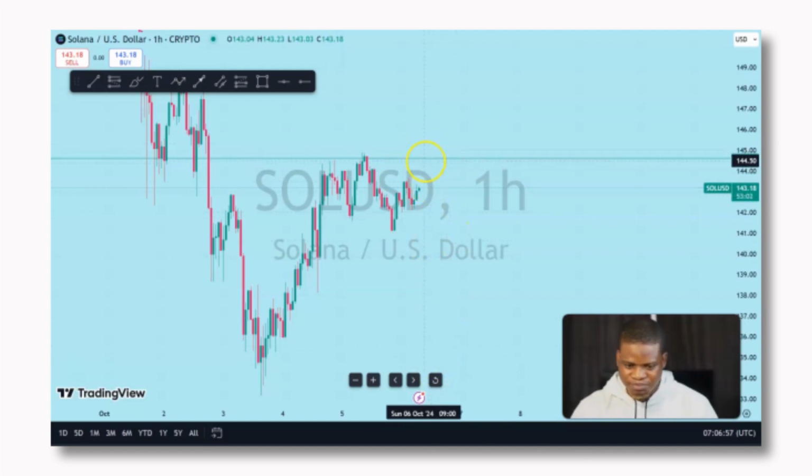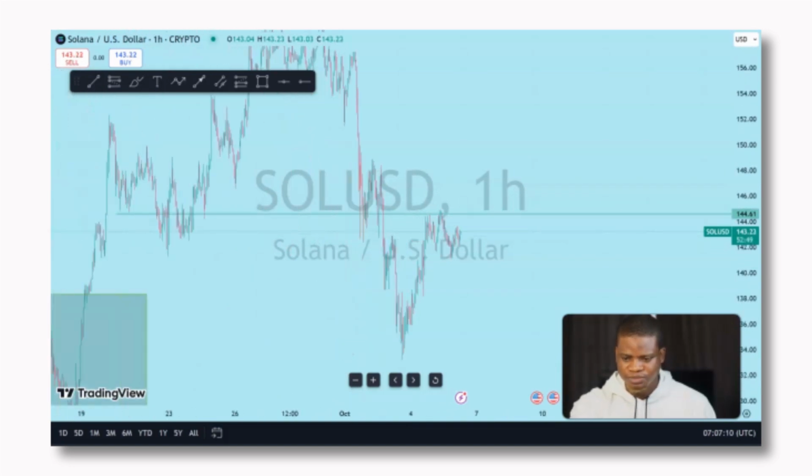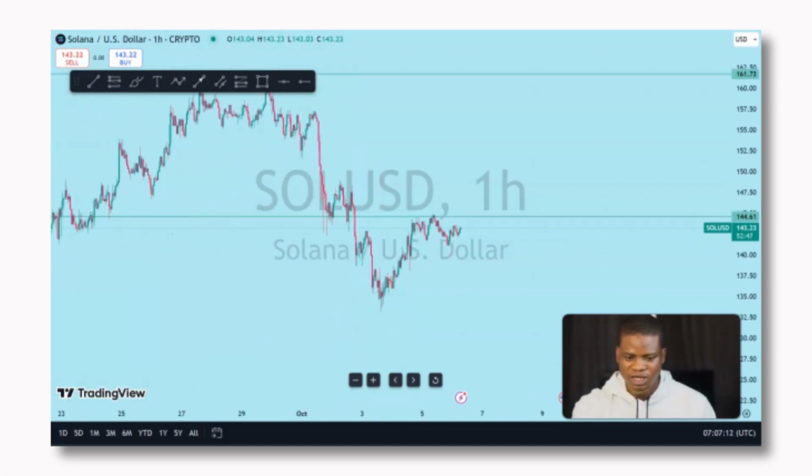But if it does not and it breaks out of it, breaking out of this area is telling you that resistance has been broken. And when resistance is broken, you want to be looking for opportunities to trade the buy. So that is simply how you look at the market. You don't just look at the market and say, okay, this market is coming down, I want to sell immediately. No.